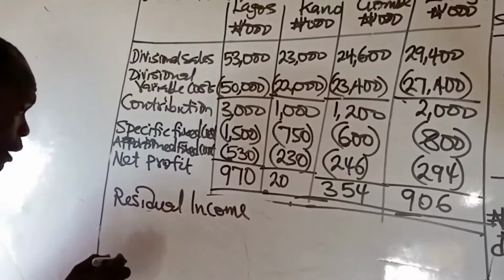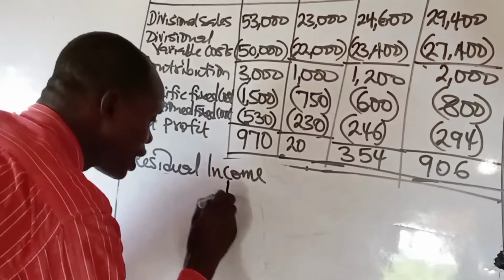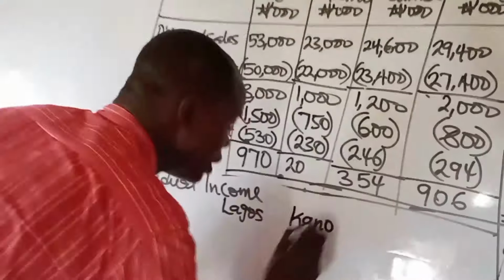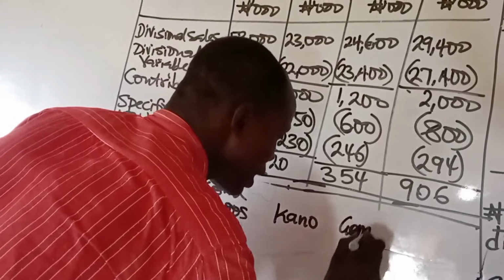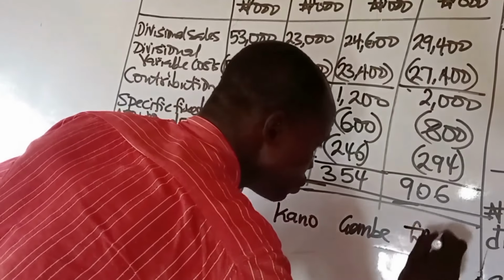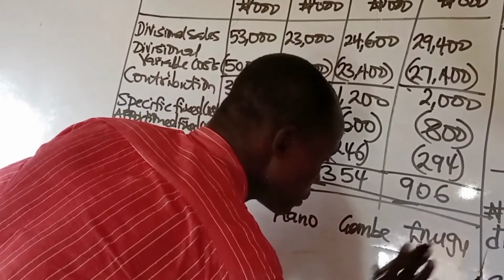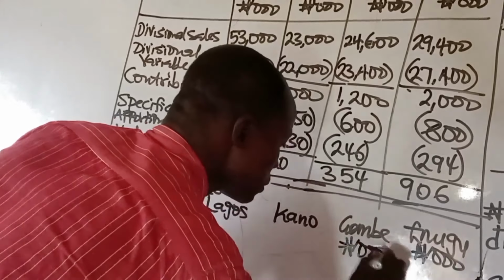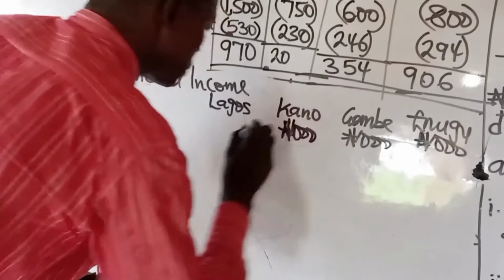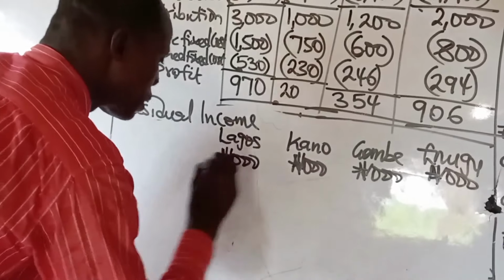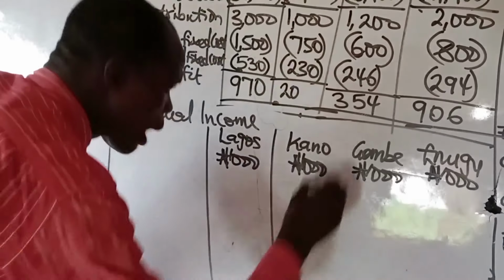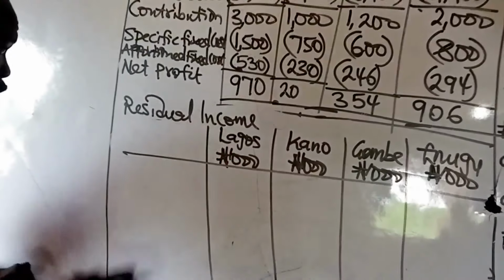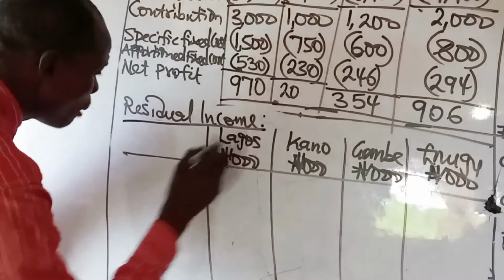Residual income is divisional profit. You have 4 divisions: Lagos, Kano, Gombe, and Enugu. You want to use residual income method to appraise the performance of the 4 divisions. So residual income is divisional profit.